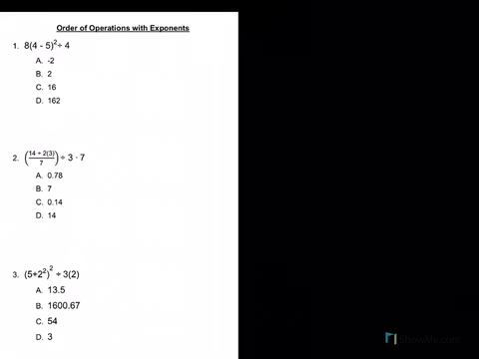I'm going to go through each individual step with the order of operations. I'm not going to do all the math for you, but I am going to tell you step by step what should go in each step.